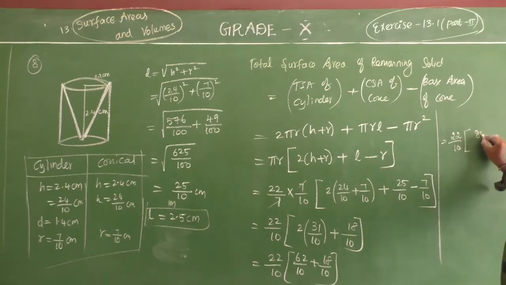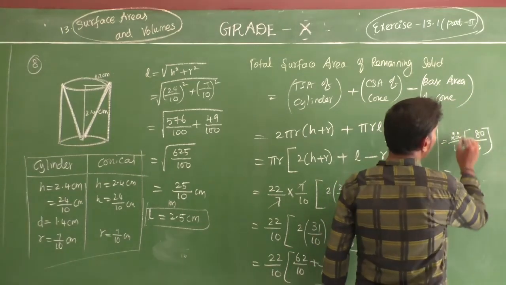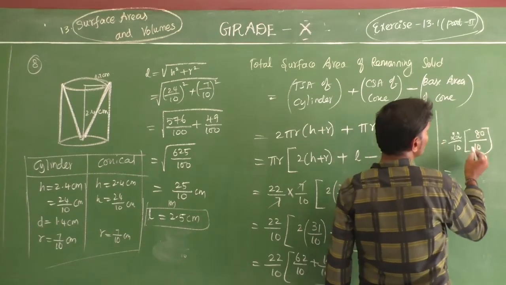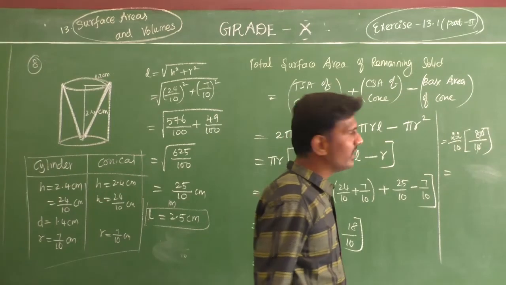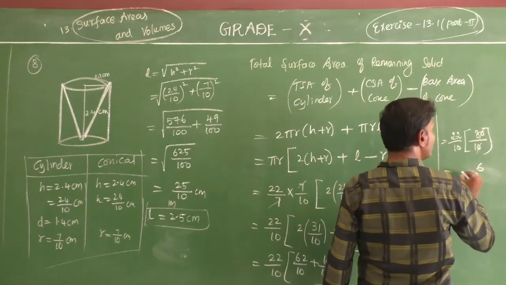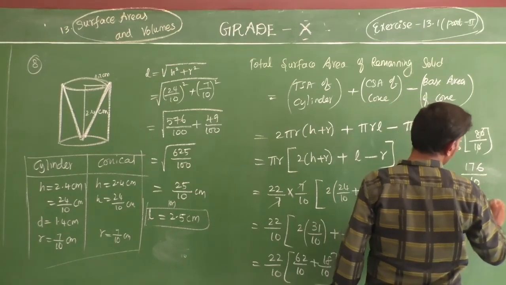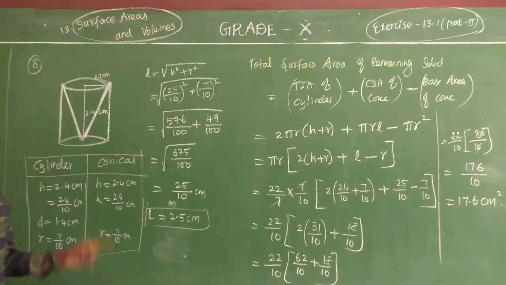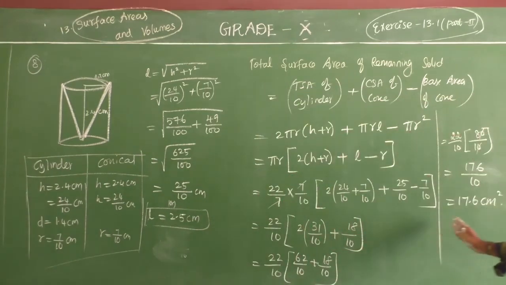So 80 by 10. For that you are going to multiply this. 8 twos are 16, remainder 1, add 0. Before the 3, the 10 and 10 cancel. So 8 twos are 16 plus 1, 17 by 10. So the final answer is 17.6 centimeters square. What is your final answer? 17.6 centimeters square. Have you got it, children, for this answer?